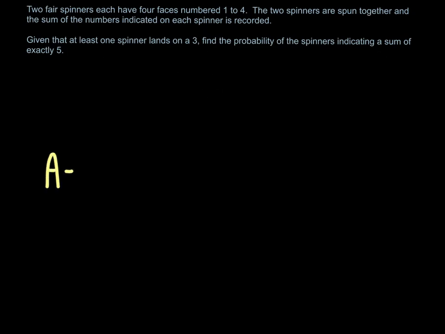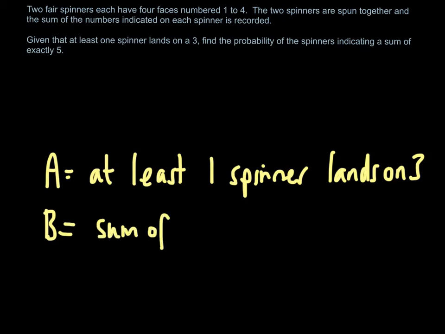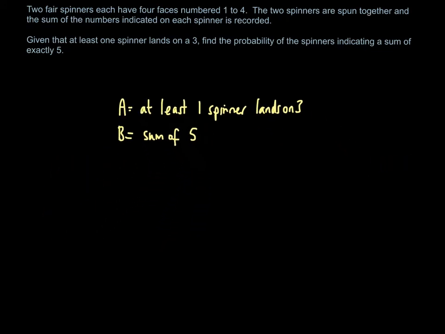Two fair spinners each have 4 faces numbered 1 to 4. The 2 spinners are spun together, and the sum is recorded. Given that at least one spinner lands on a 3, find the probability of the spinners indicating a sum of exactly 5. So let's let event A be at least one spinner lands on a 3, and event B be the sum of the spinners being equal to 5.